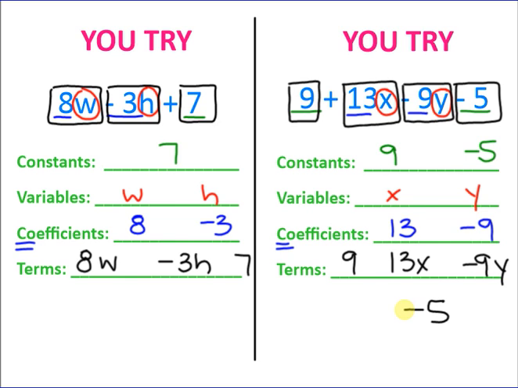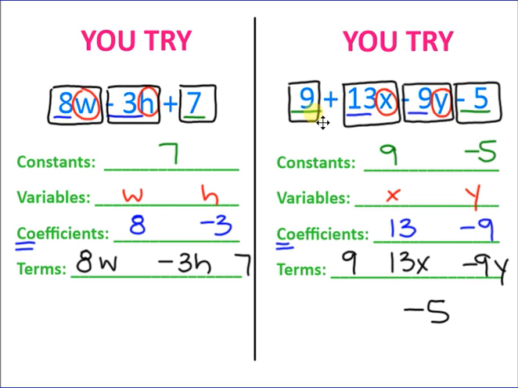All right, let's go over it. Hit pause if you're not done. For the first one, your constant is 7. Your variables, you have two of them, w and h. Your coefficients are 8 and -3 because there's a minus sign in front of that 3. Your terms are 8w, again -3h, and +7.